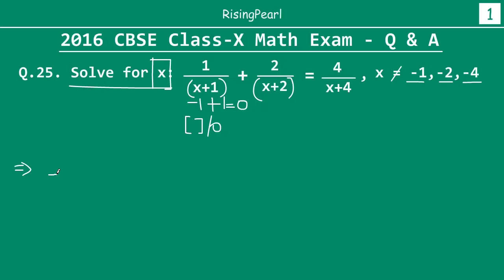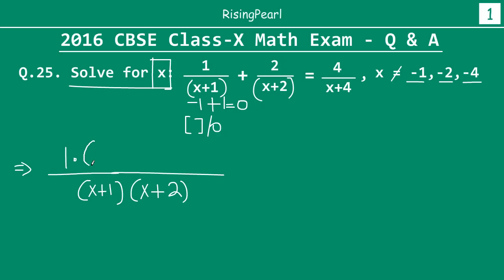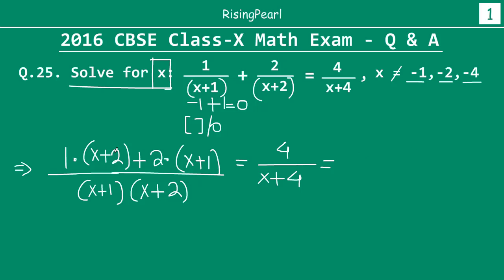The LCM will be x plus 1 times x plus 2. So 1 multiplied by x plus 2, so this will be 1 times x plus 2, plus 2 times x plus 1, equal to 4 divided by x plus 4. If we just do this part over here, this will be x plus 2 plus 2x plus 2, and this entire thing will be divided by x plus 1 times x plus 2.